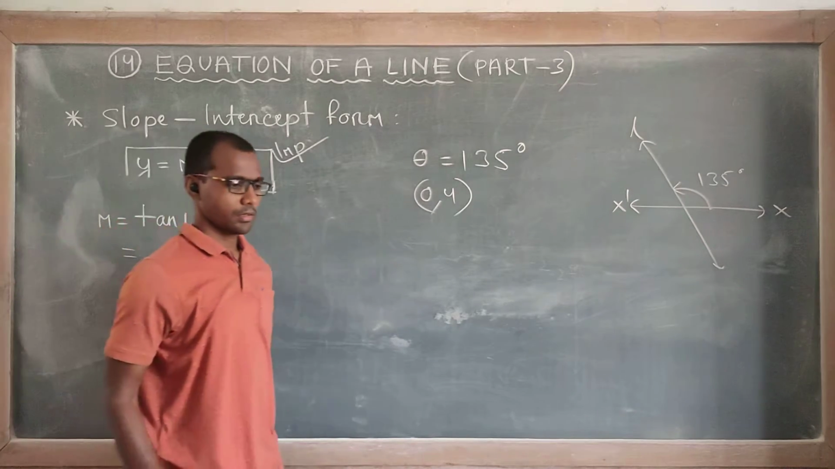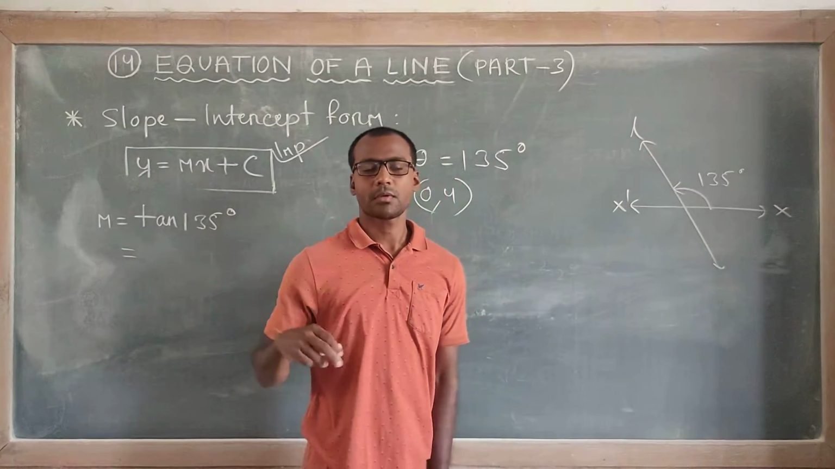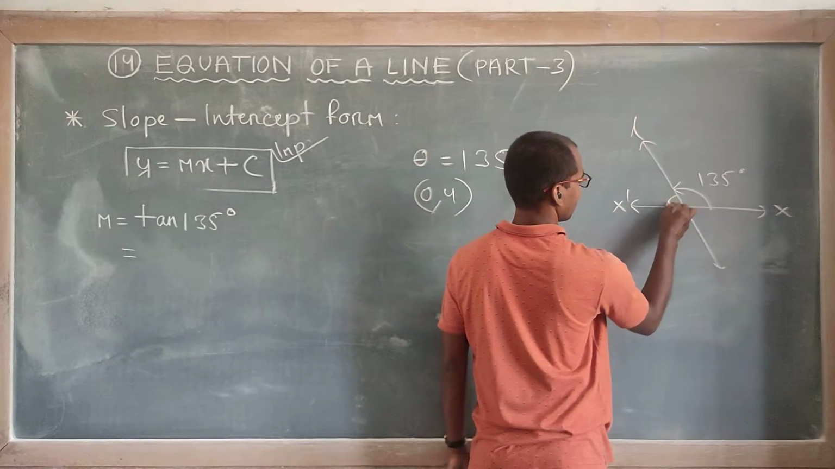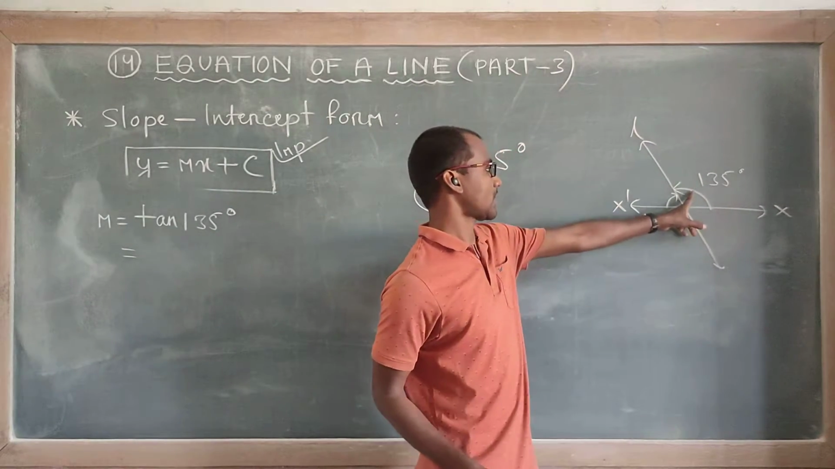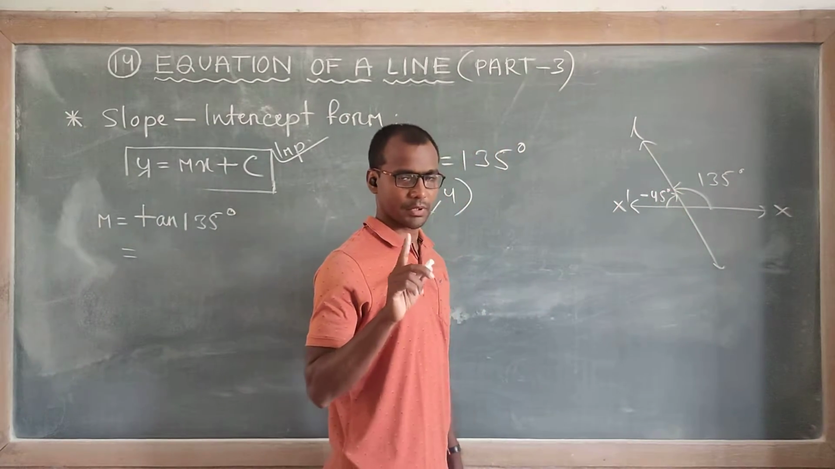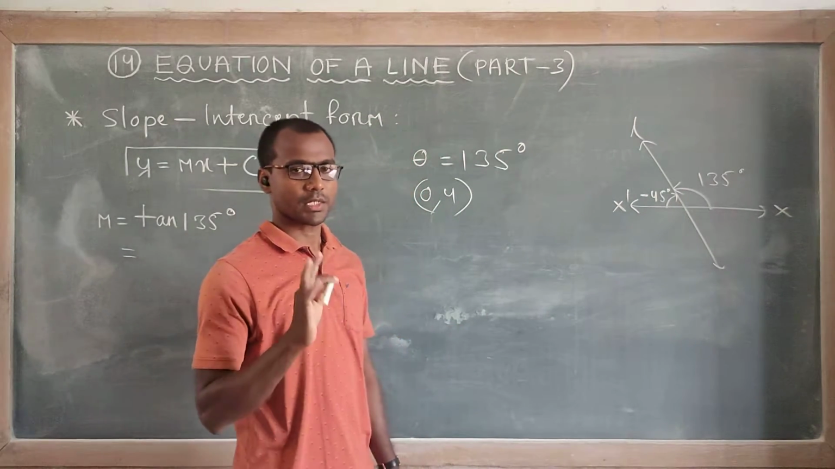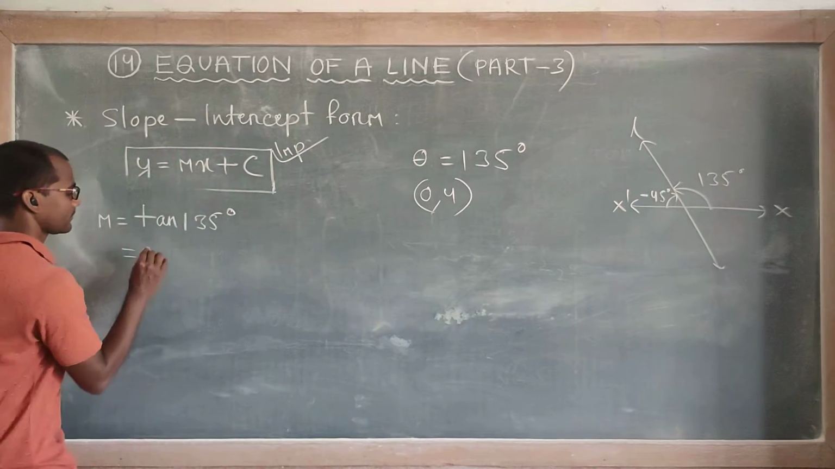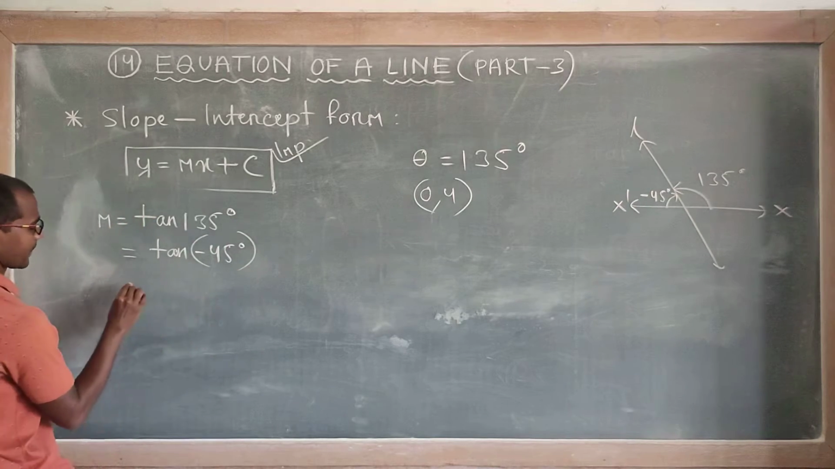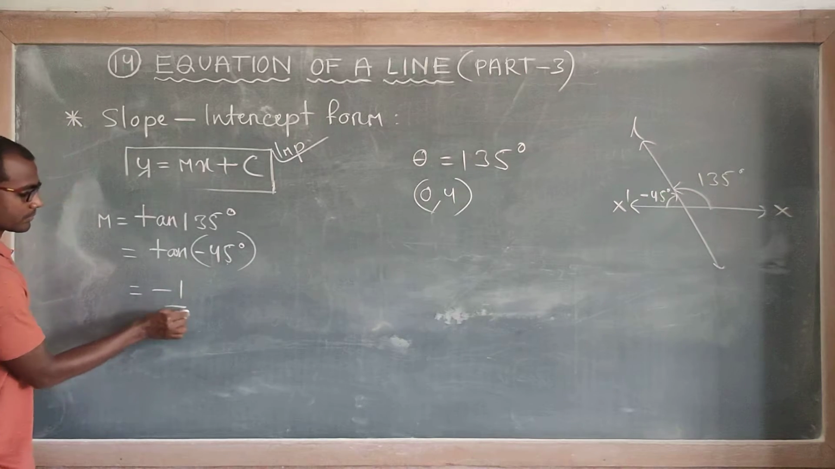But above 90 degrees, we don't know the values. The values are not given in the table also. So how to calculate the slope? How to find the slope? This is anti-clockwise, we can take clockwise. If this is 135 degrees, this will be minus 45 degrees. Simply not 45, it will be minus 45 degrees because it is taken clockwise. I have already explained this in part 1. So instead of 135, we can write minus 45. So minus, what is tan 45 degrees? 1. So slope is minus 1.